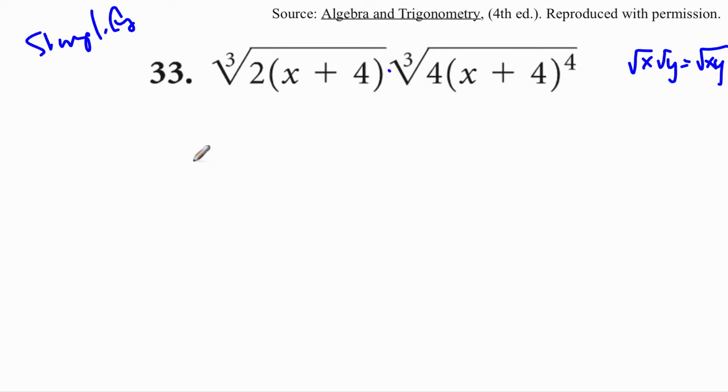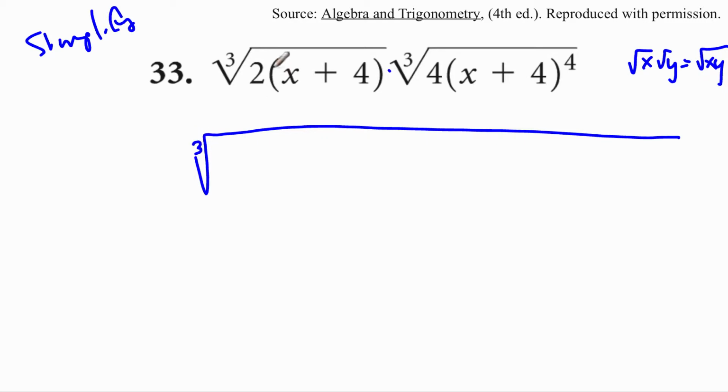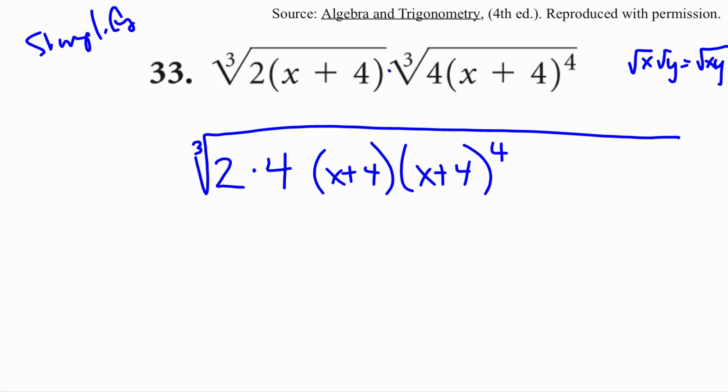So first thing I'll do is I'll write one big cube root sign, and then I have a 2 times, and this is the commutative property or associative property, where I've got 2 times this times this times this. I'm just going to put my 2 times 4 up front here, and then I'll have an x plus 4 times an x plus 4 to the 4th. There. So I've got everything under 1.